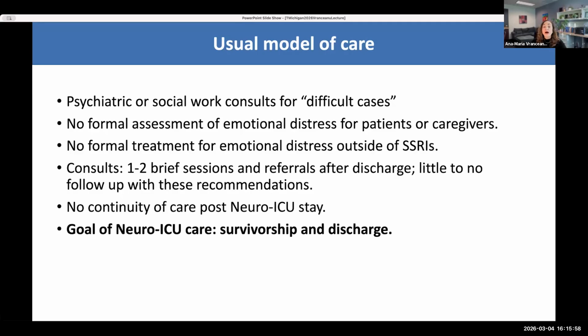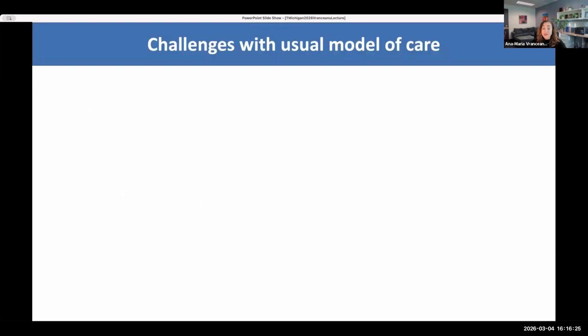When we think about the Neuro ICU, the goal is survivorship and discharge. The neurologists I talk to say, if the patient gets discharged, they don't die, that's the win. While this model was really great in the past, now more and more people survive, so we really have to think about how they survive and what happens to them after discharge. Obviously, there are challenges with this model of care.